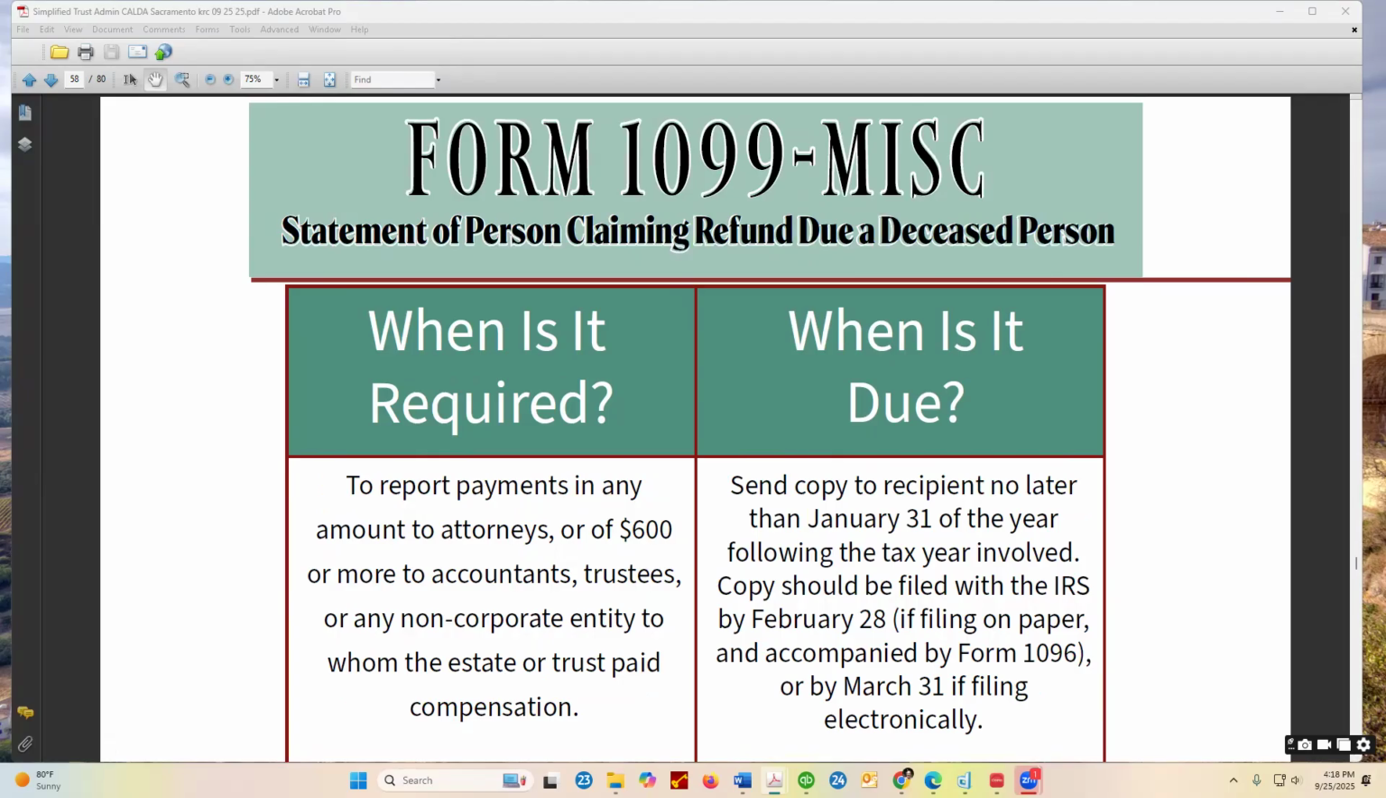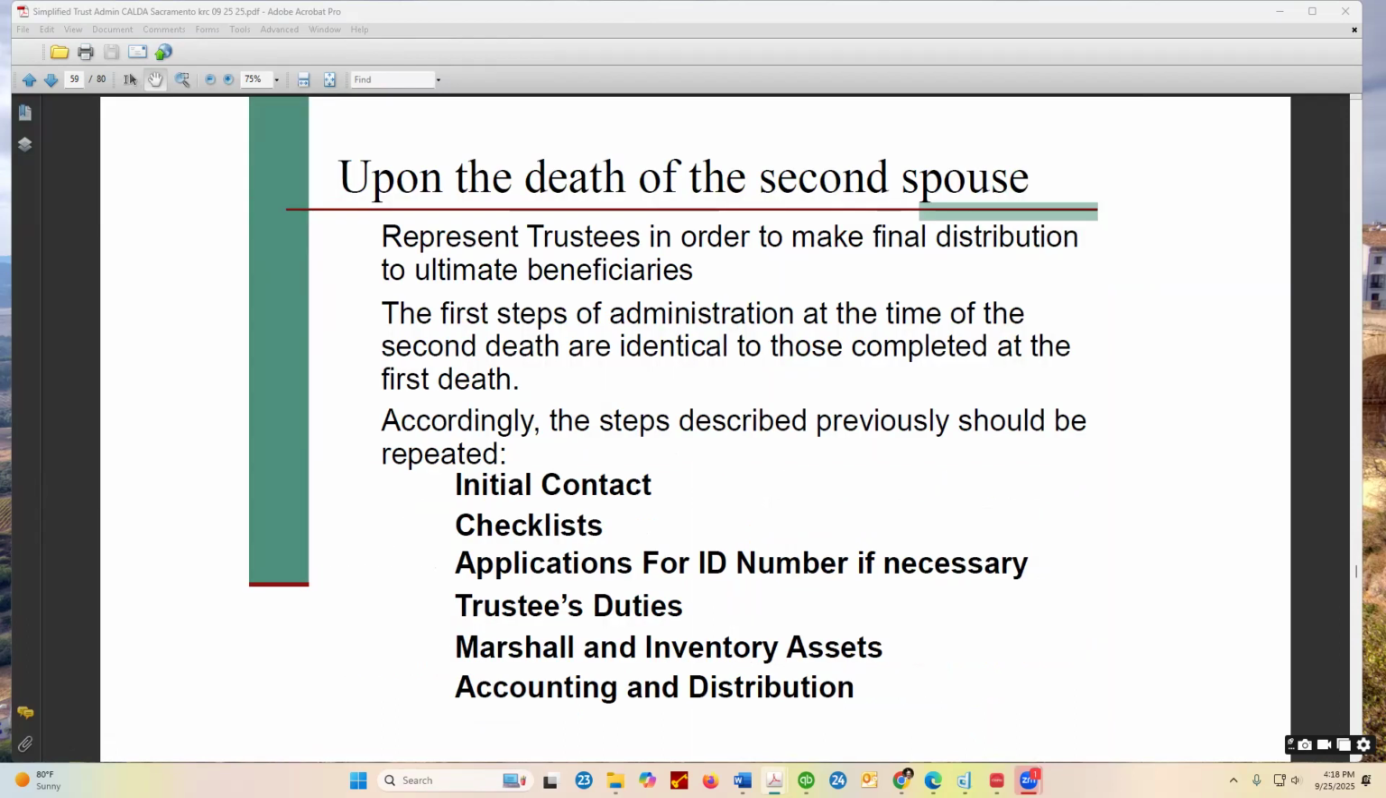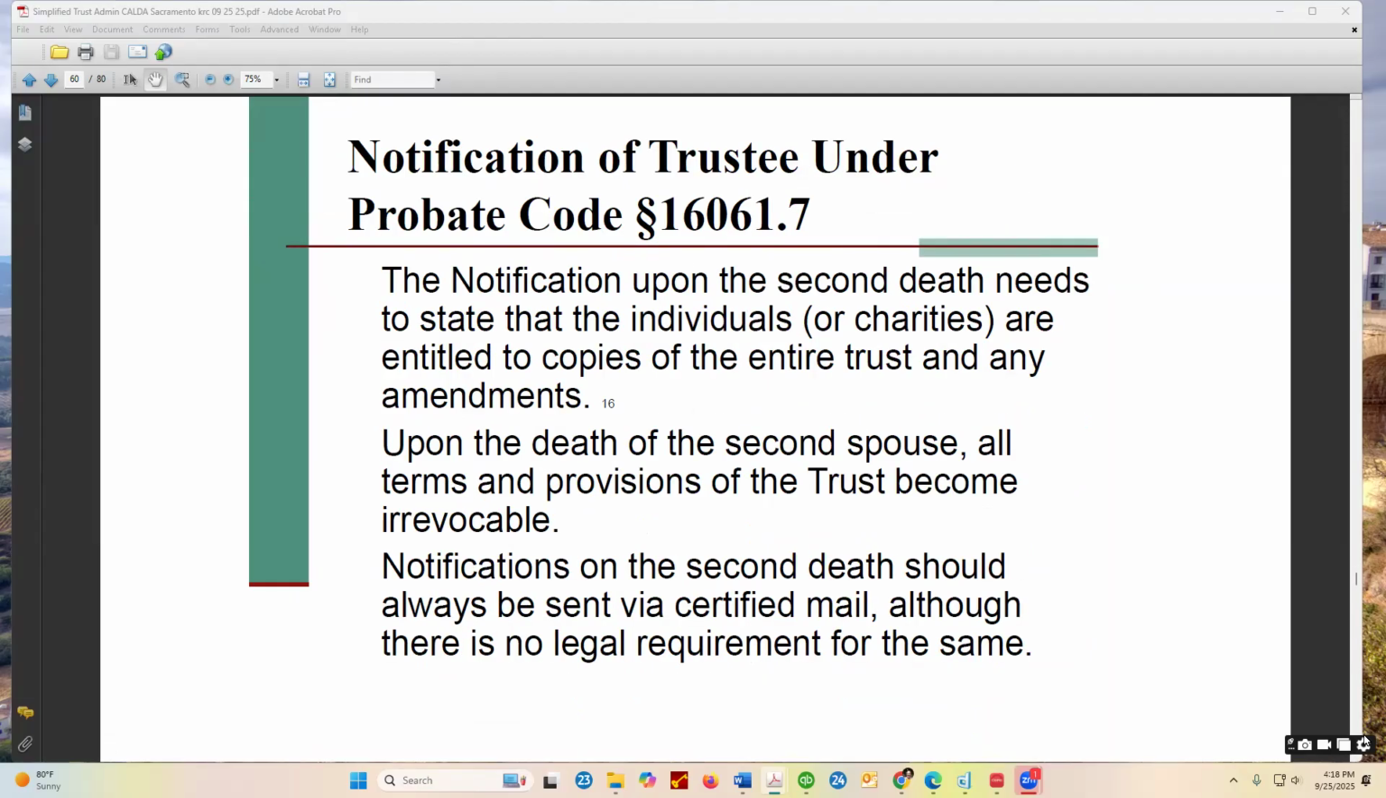You want to get all of the 1099s for the decedent and make sure that they go on the tax return. Then things are a little bit different on the death of the second spouse, because then we're no longer holding assets and more things are going to be distributed. Need to go through the checklist of what needs to be done.